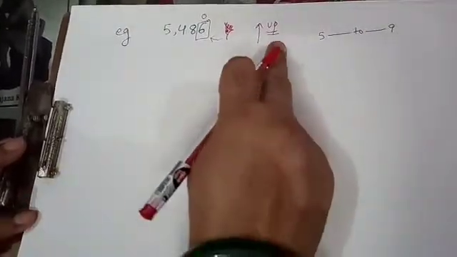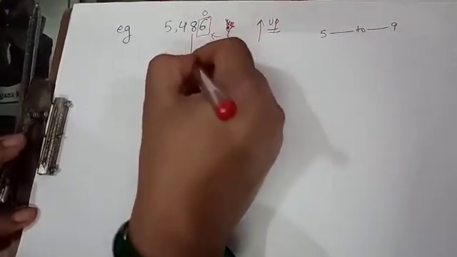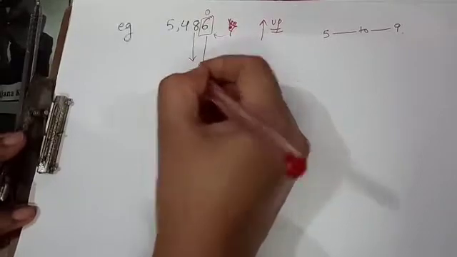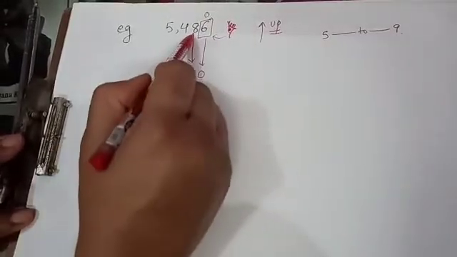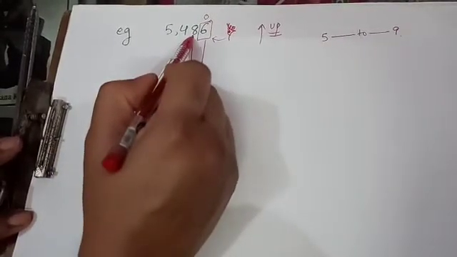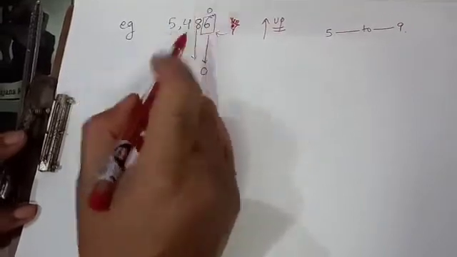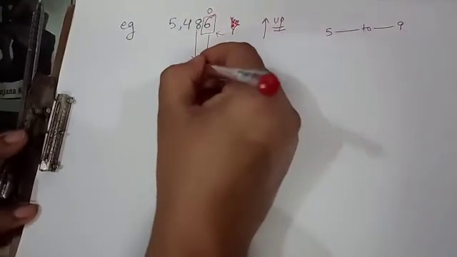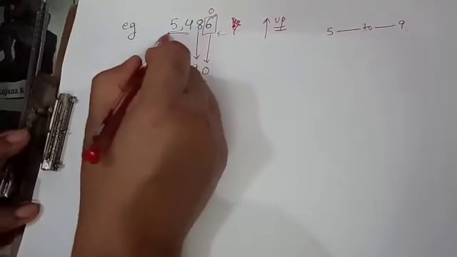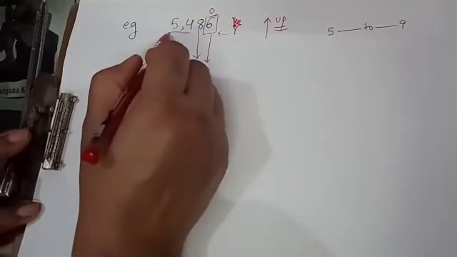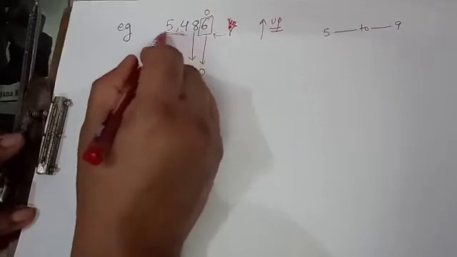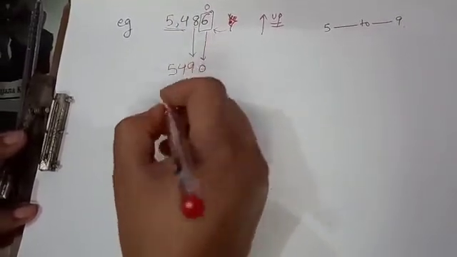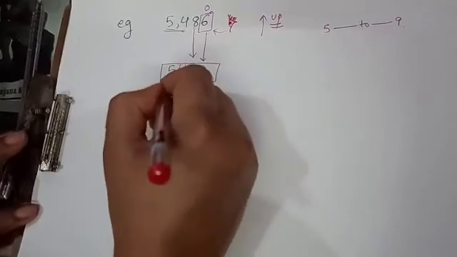So rounding up. So what will I do? The digit at ones place will become 0. And this 8 will go up. How many steps up? Only one step. So 8 will go to 9. And remaining number remains the same. Remember, it remains the same. 5, 4, 9, 0. So this is our rounded off value.